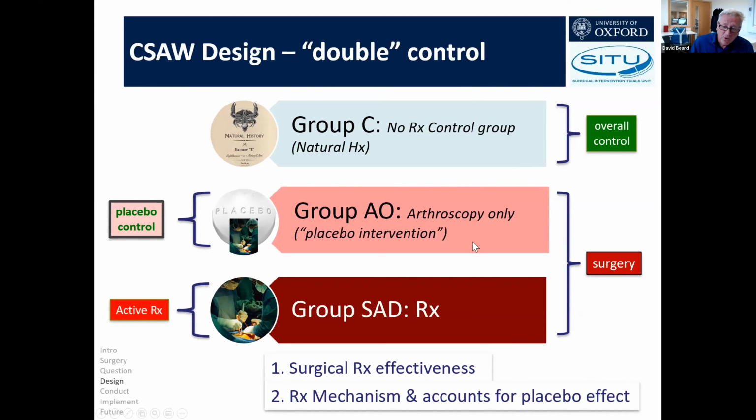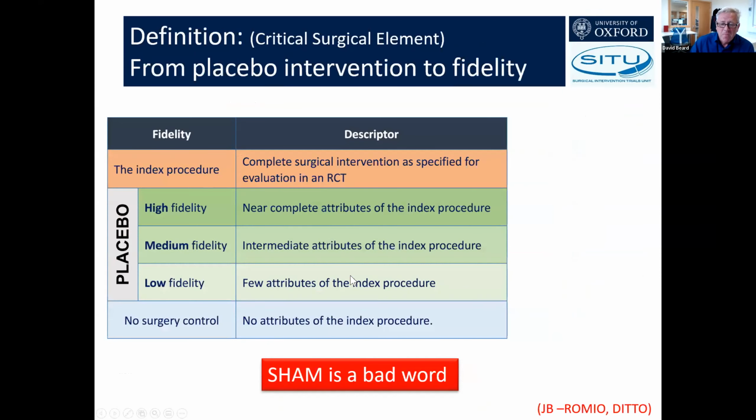Throw in a placebo control group here, and it will give you information about the mechanism. And the useful side of that is that it takes account of this quite substantial placebo effect, which occurs with most healthcare interventions, but particularly with surgery. And so you end up with, one, the surgical effectiveness, and secondly, the mechanism, and then accounting for the placebo effect. Sounds easy, but it's not, because what you have to do is to decide what are you going to take out from the operation to make it placebo.